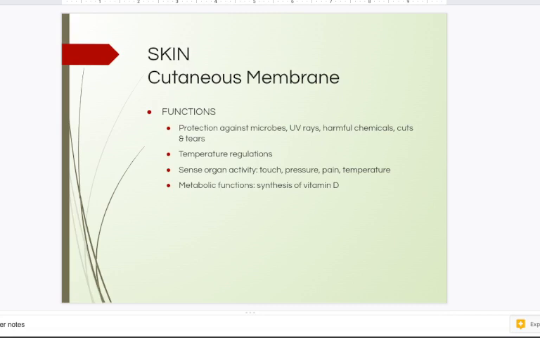Another function of our skin is we have the ability to sense touch, pressure, pain, and temperature. And we can take all of these external stimuli and report that information to the brain through various types of receptors that are present throughout the layers of our skin. Another function of our skin is to have metabolic functions such as the synthesis of vitamin D, which we are able to produce from the exposure to sunlight.